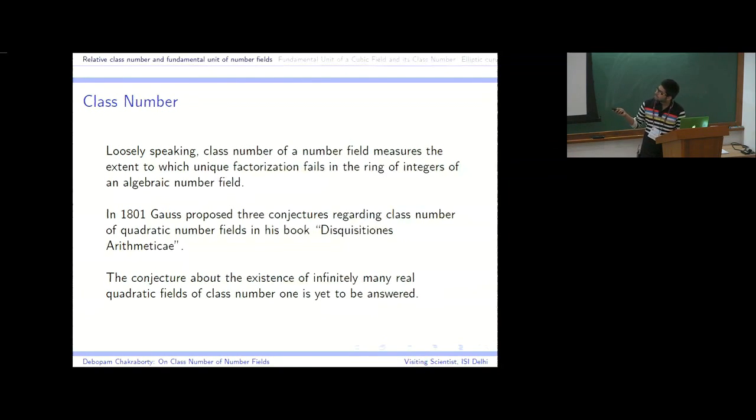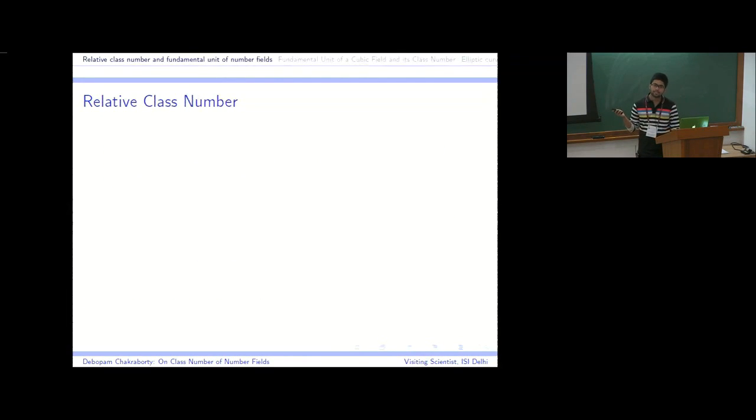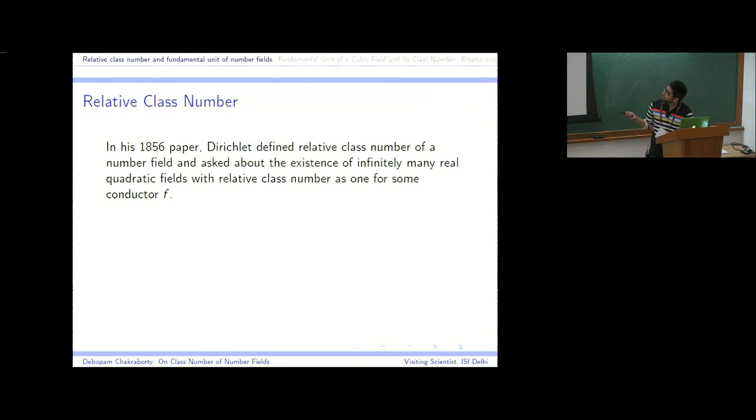So this conjecture, the existence of infinitely many real quadratic fields of class number 1, was still open, and it was really tough. Later in 1856, in a paper, Dirichlet gave a concept called relative class number, which was a similar kind of concept that I will define very shortly. And he asked a similar kind of question as the third conjecture of Gauss: the existence of infinitely many real quadratic fields with relative class number 1 for some conductor f.